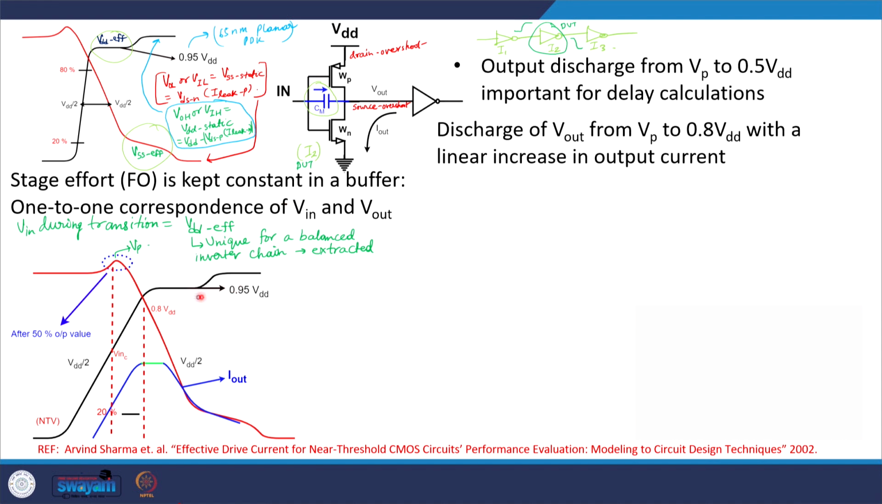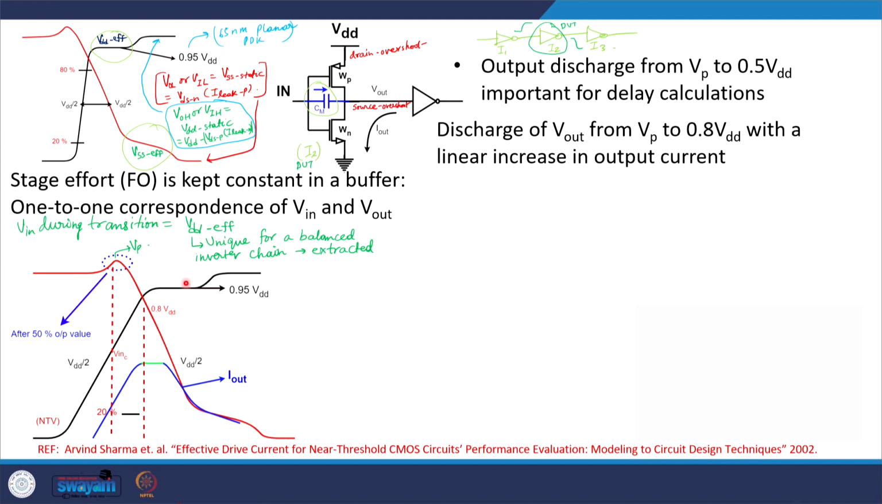So, why is it a unique value in the inverter chain that we had discussed? It is because there is a one-to-one correspondence for a balanced inverter chain. That is, if the inverter chain has a constant stage ratio throughout, there is a one-to-one correspondence between the input and output, and therefore, you would always have a constant value of the input voltage while the transition is happening.